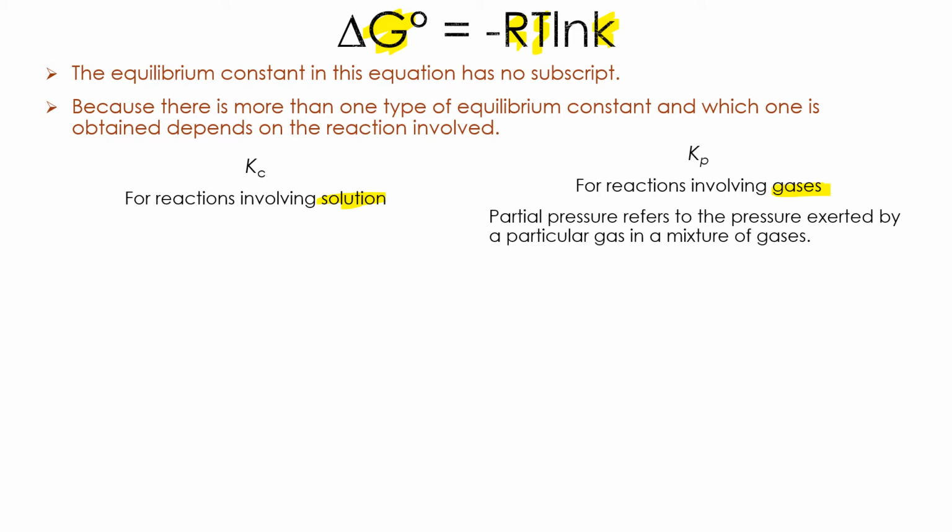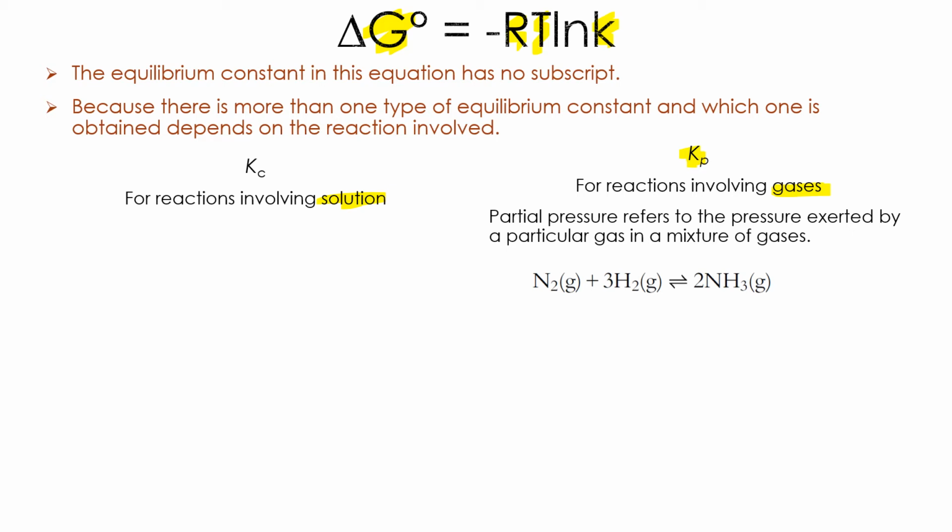What is Kp? Kp refers to the partial pressure. Partial pressure refers to the pressure exerted by a particular gas in a mix of gases. So it's the equilibrium constant calculated through the partial pressure.